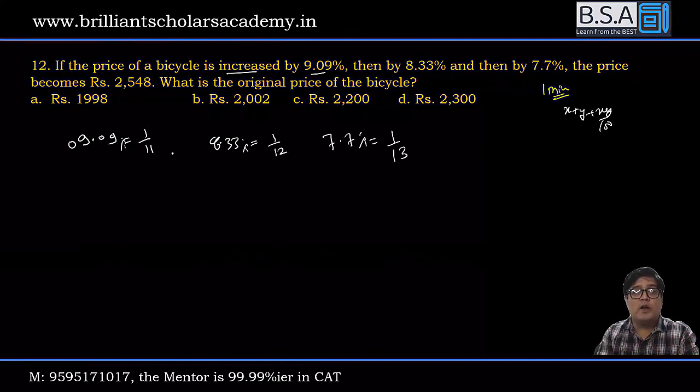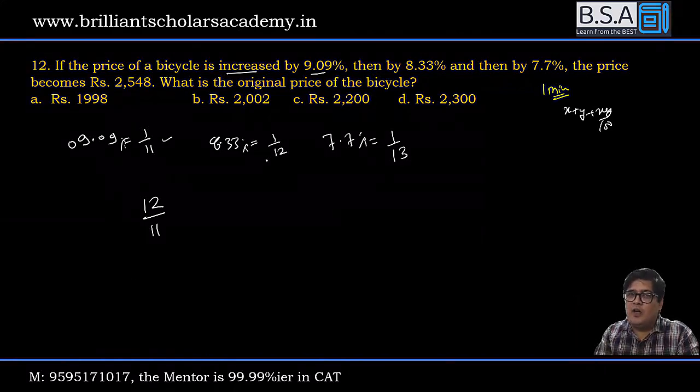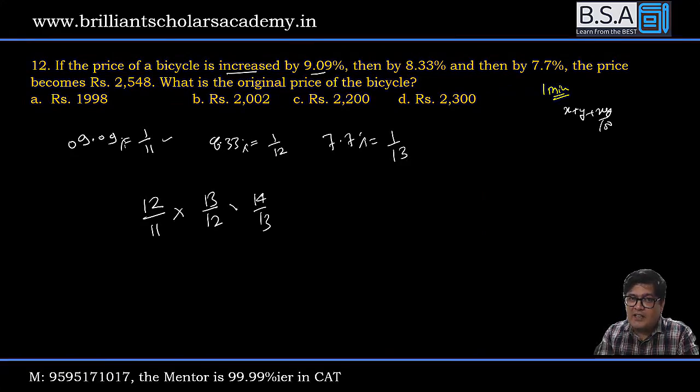What do you want? You want a 9.09% increase, so it will become 12 by 11. One more on 11. You want an 8.33% increase, so it will become 13 upon 12. You want a 7.7% increase, so it will become 14 upon 13. You are supposed to apply these increases on the original price so that the final price becomes 2548.